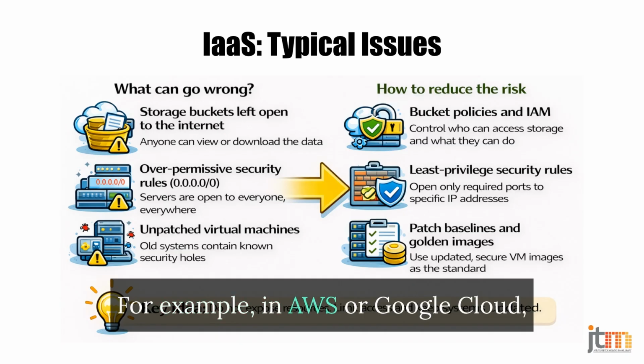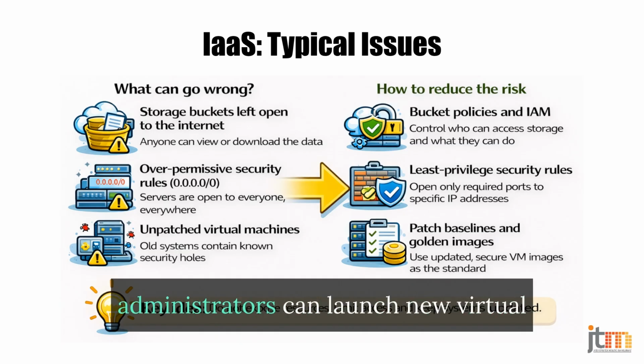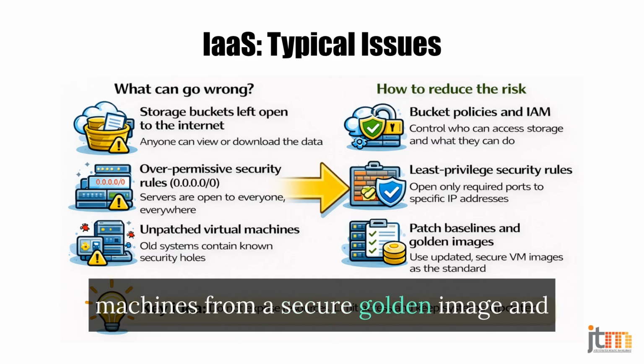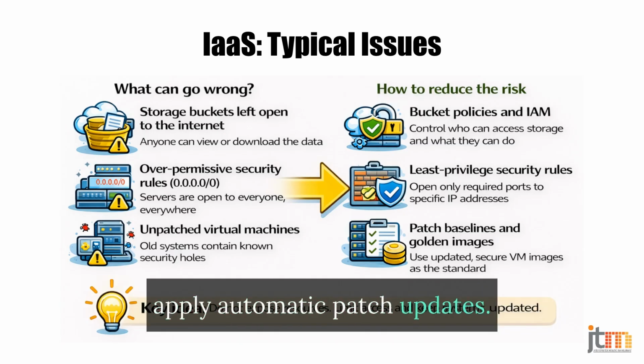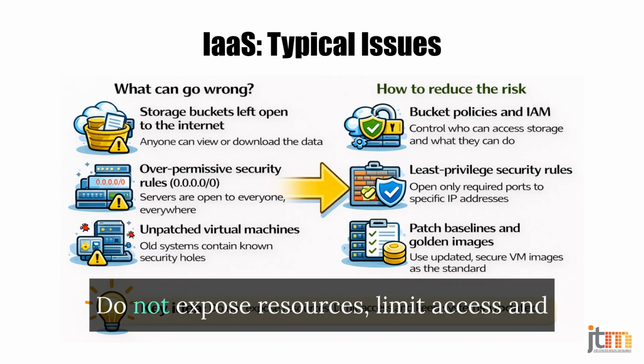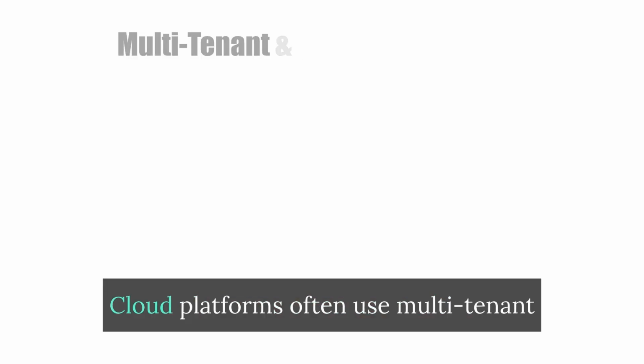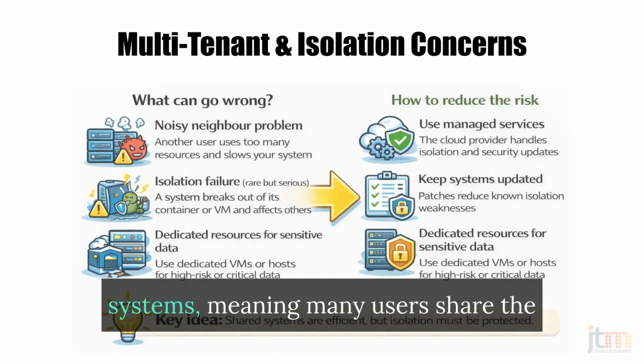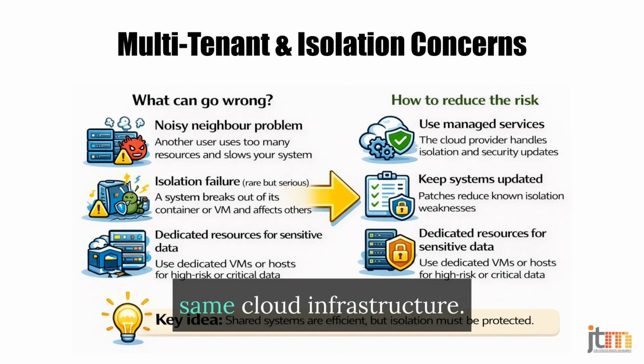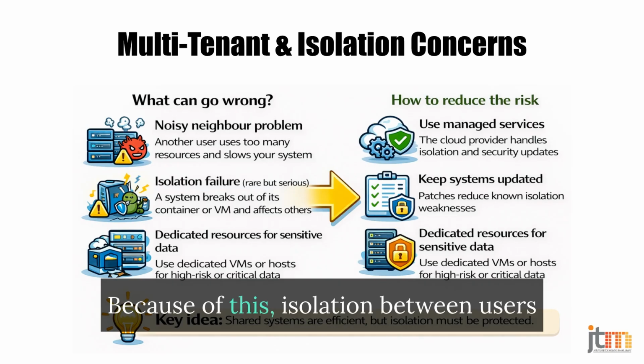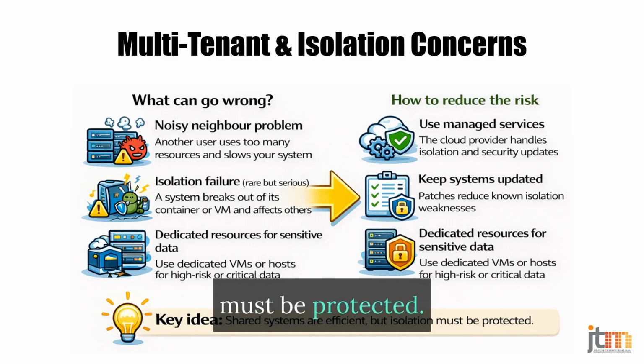For example, in AWS or Google Cloud, administrators can launch new virtual machines from a secure golden image and apply automatic patch updates. The key idea is simple. Do not expose resources, limit access, and keep systems updated. Cloud platforms often use multi-tenant systems, meaning many users share the same cloud infrastructure. Because of this, isolation between users must be protected.